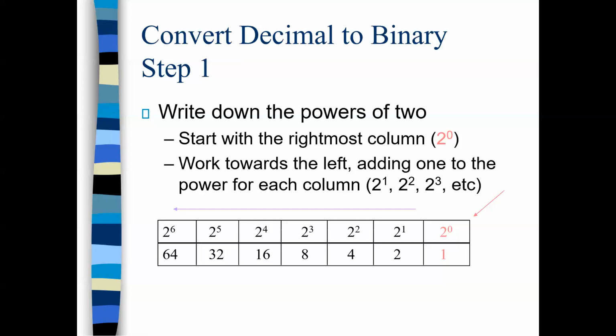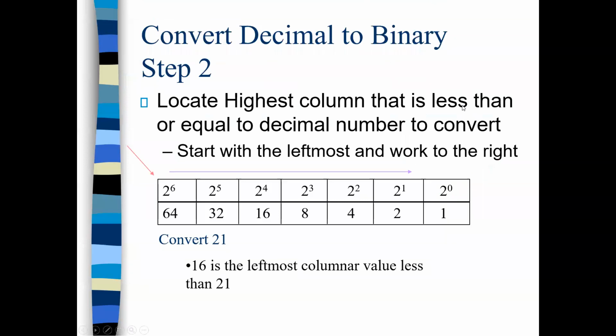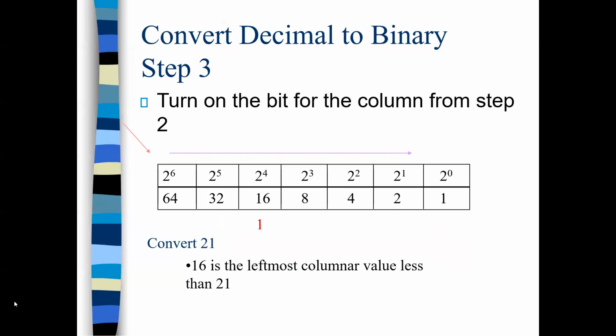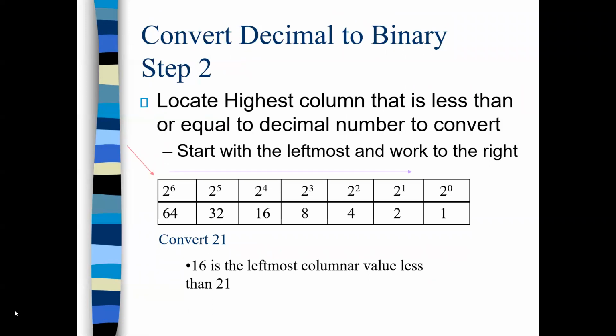So I write down my powers of 2, and then I take the decimal number that I want to convert. And in this case, I want to convert the number 21. And I start at my highest significant digit. Last time, whoops, I started at my lowest. This time I'm going to start at my highest. In looking at my highest significant digit, I say, does 21 go into 64? No, it doesn't. 64 is too large. I don't have any 21s in 64.